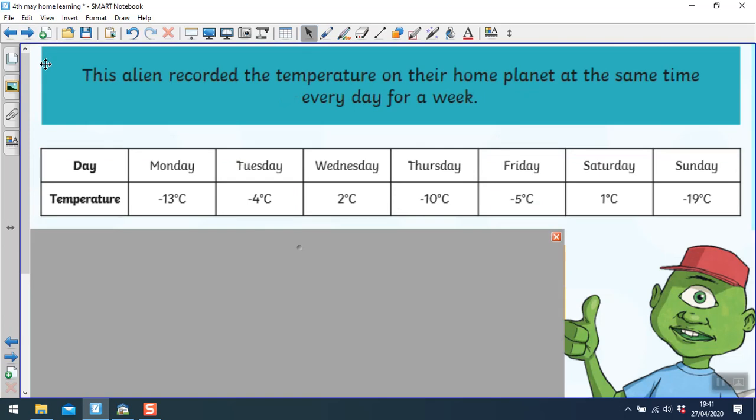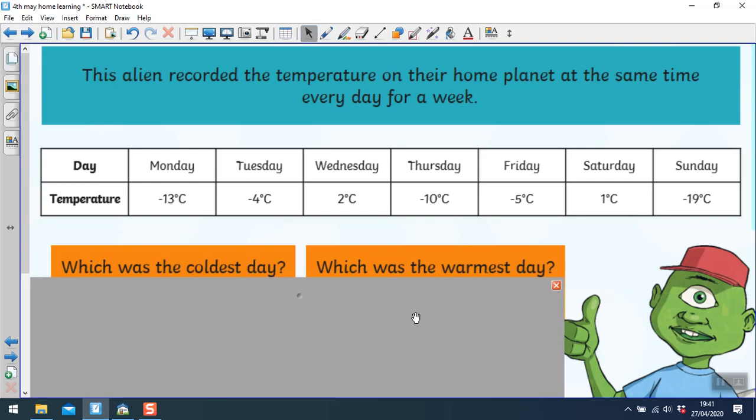This alien recorded the temperature on their home planet at the same time every day for a week. On Monday it was negative 13 degrees, on Tuesday negative 4 degrees, Wednesday 2 degrees, Thursday negative 10 degrees, Friday negative 5 degrees, Saturday 1 degree, Sunday negative 19 degrees. Have a go at these questions. Which was the coldest day? Which was the warmest day? Pause the video while you answer the questions. Don't forget it's asking for the day.